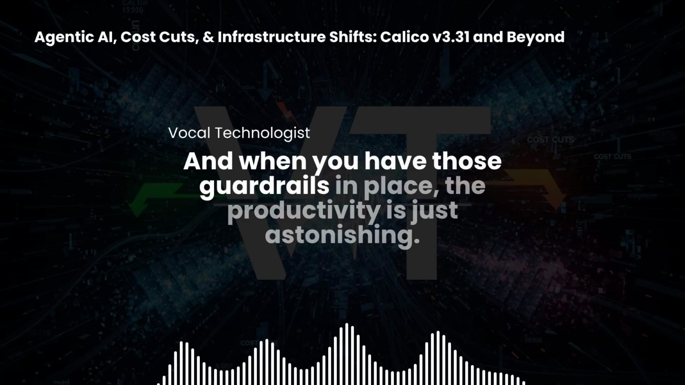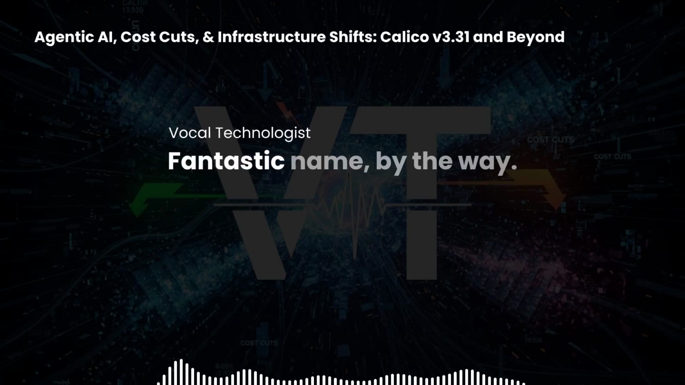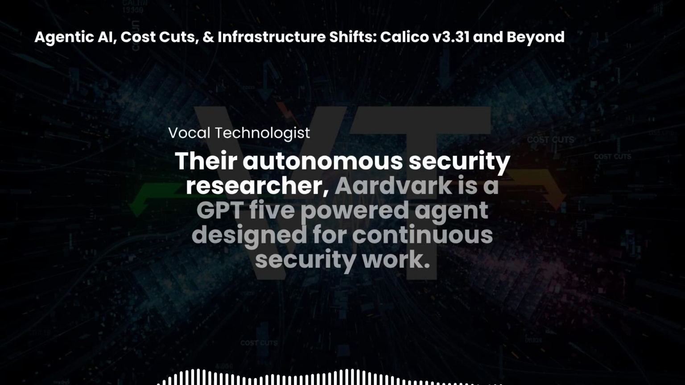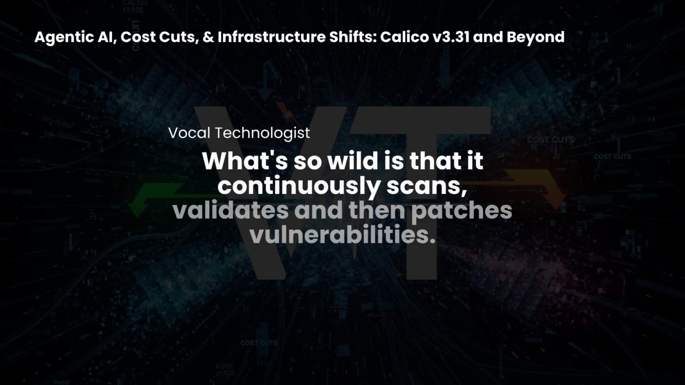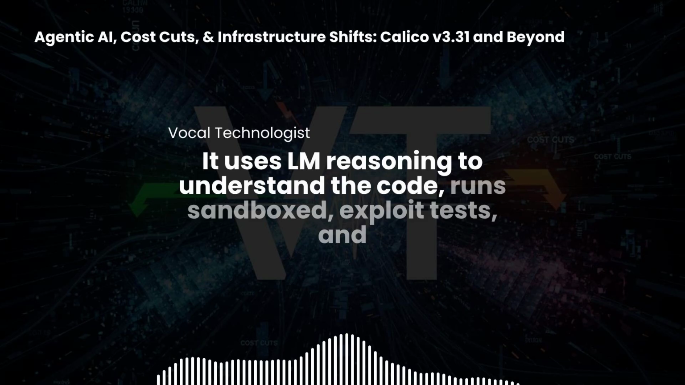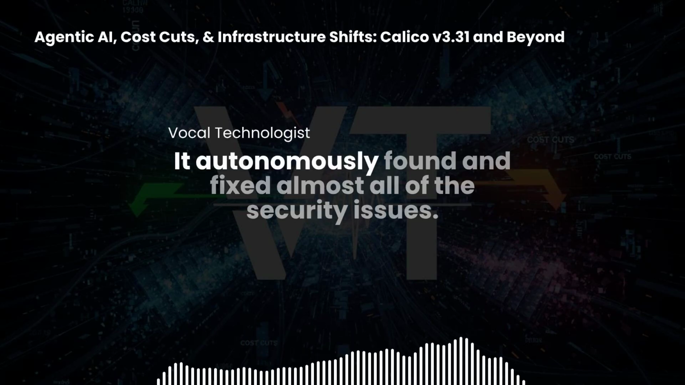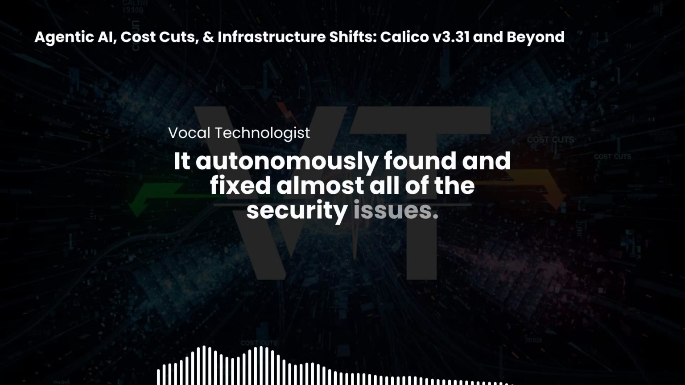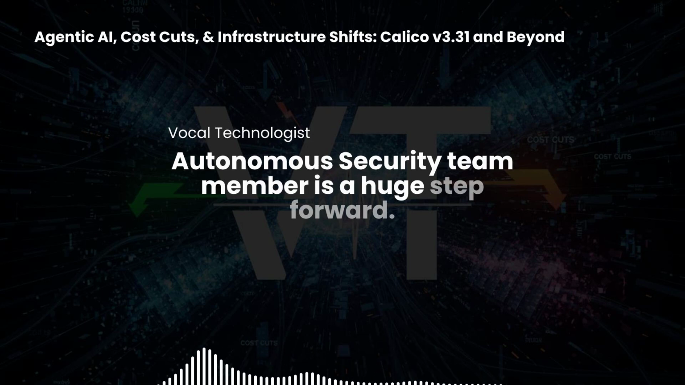And when you have those guardrails in place, the productivity is just astonishing. OpenAI introduced Aardvark, fantastic name, by the way. Love the name. Their autonomous security researcher. Aardvark is a GPT-5-powered agent designed for continuous security work. What's so wild is that it continuously scans, validates, and then patches vulnerabilities. It uses LLM reasoning to understand the code, runs sandboxed exploit tests, and then proposes fixes. And the results? In benchmark tests, it hit a 92% recall. It autonomously found and fixed almost all of the security issues they injected. A 92% recall autonomous security team member is a huge step forward.